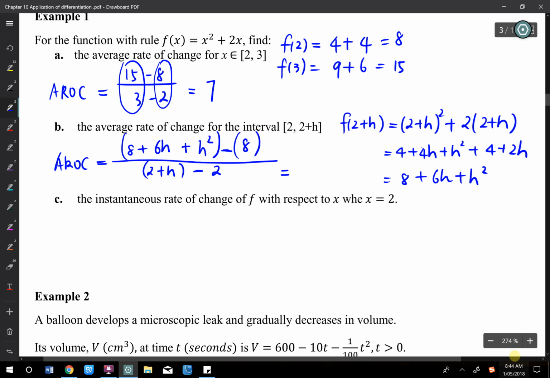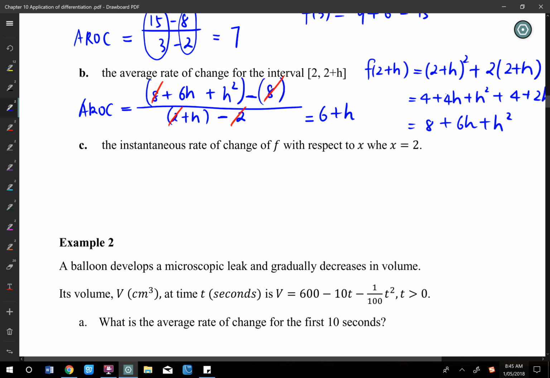So you can see the bottom left with the h. Okay, that's h. And the 8 and 8 get cancelled on the top. We have 6 plus h. Okay, we have 6 plus h. So that's the average rate of change in between 2 and 2 plus h.